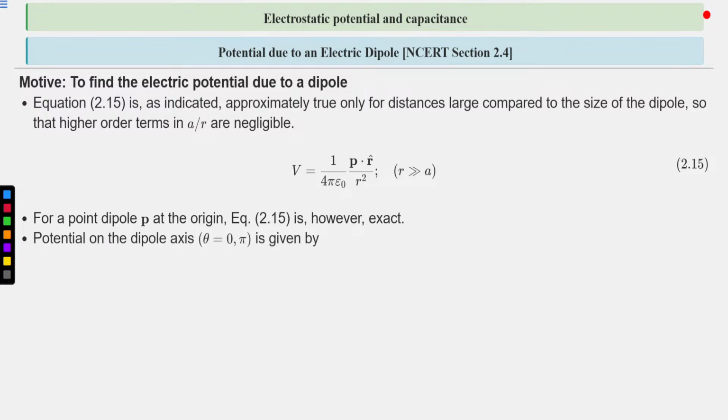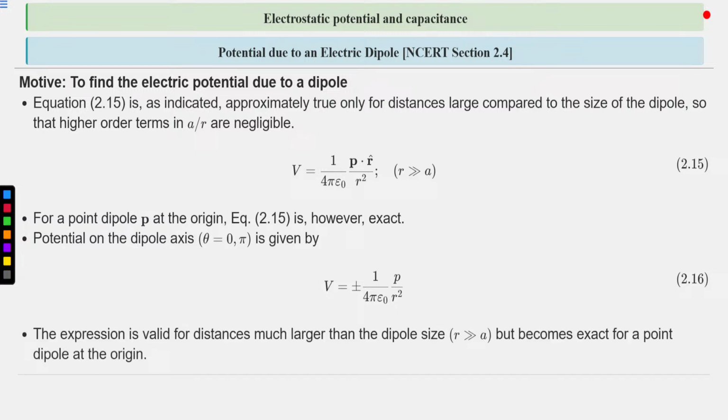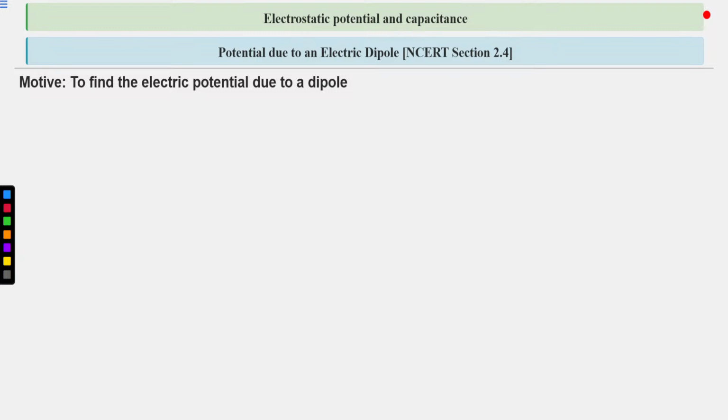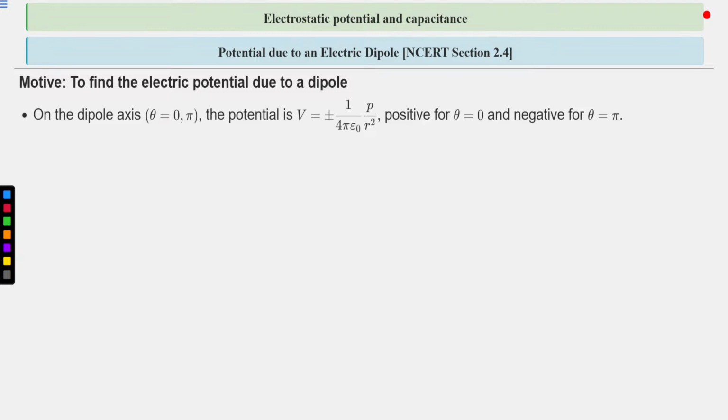Now some special cases. First case is when theta is 0 or pi, when the charge is at a point on the axial line. Then V is plus or minus 1 by 4 pi epsilon naught, P cos 0 is 1 and P cos pi is minus 1. So plus or minus this term. The expression is valid for distances much larger than the dipole size. Again, this assumption is applied here.